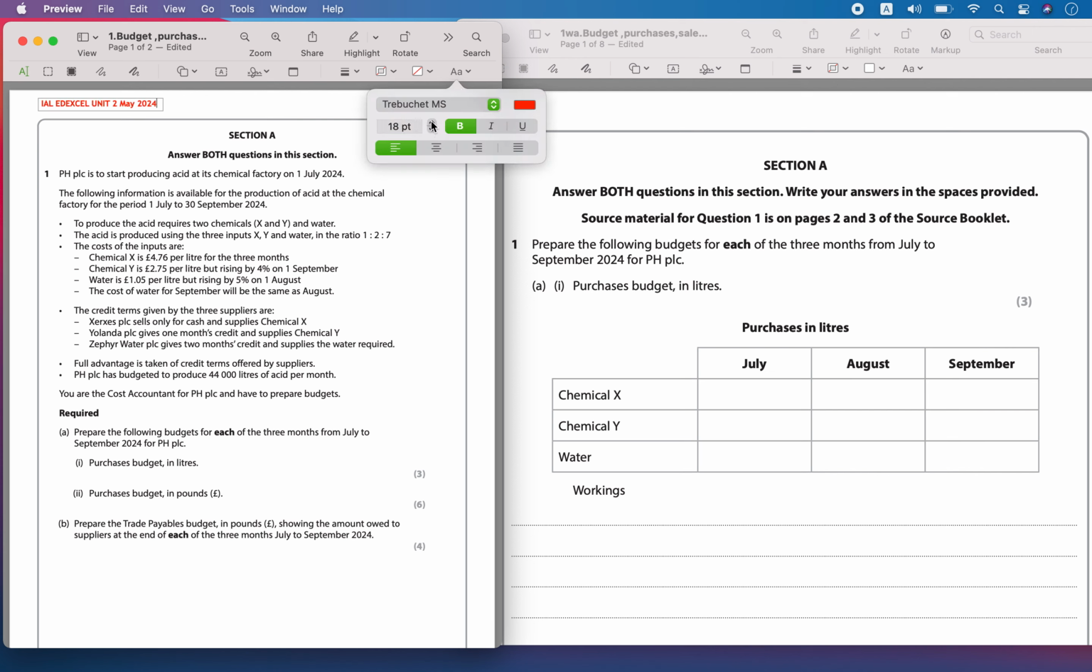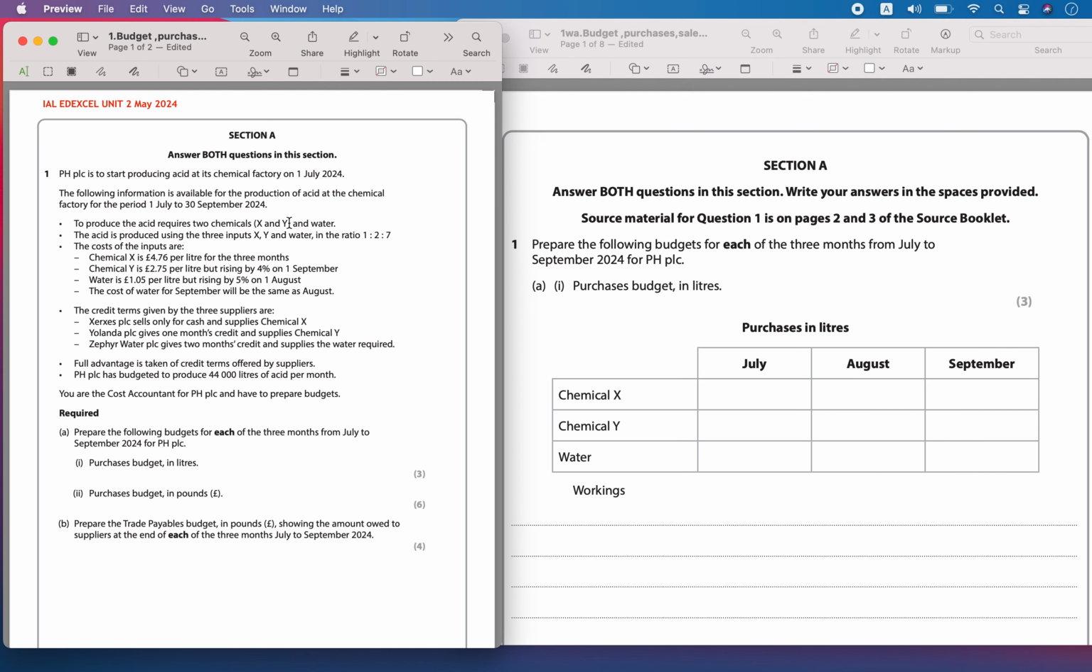Okay, question number 1. PHPLC is to start producing acid at its chemical factory on 1st July 2024. The following information is available for the production of acid at the chemical factory for the period 1st July to 30th September. July, August and September, for the 3 months they have given.